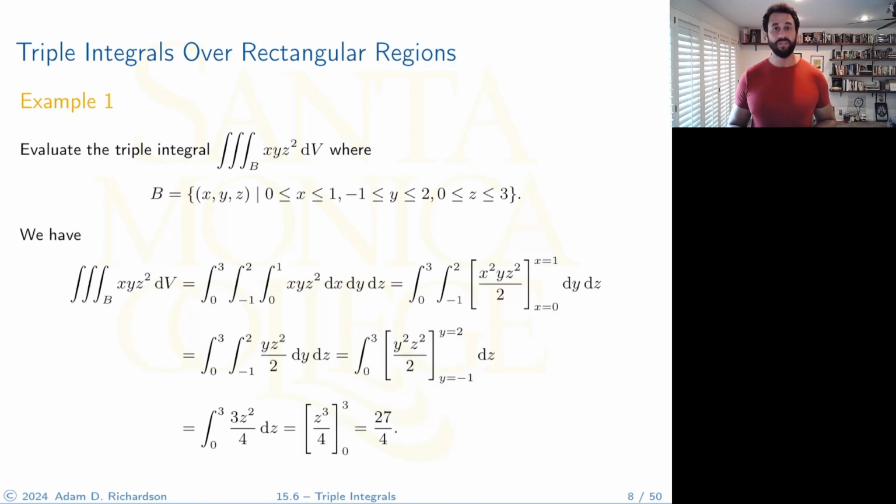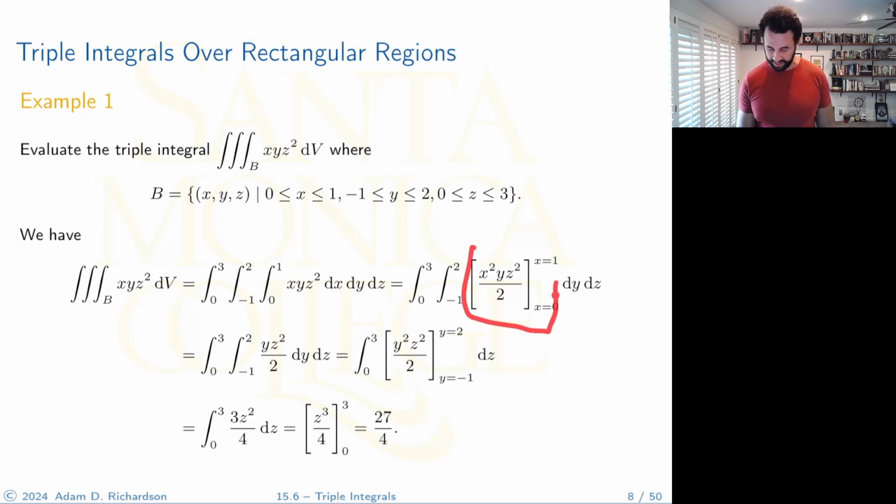So we're going to do it iteratively. I'm going to integrate with respect to x, then y, then z. Why? Just because. It's a rectangle, and Fubini's theorem says you could iterate in any order you want, so your choice, whichever one you want to do first. I did x first, and then y, then z.